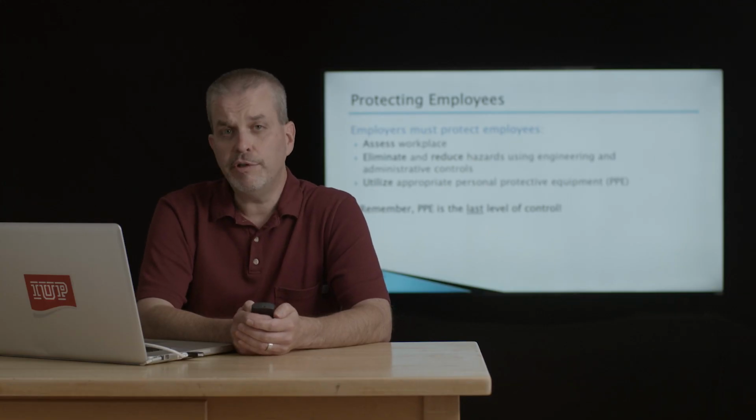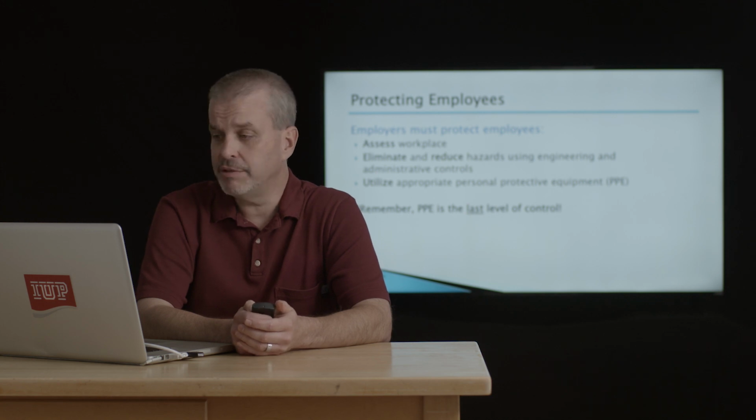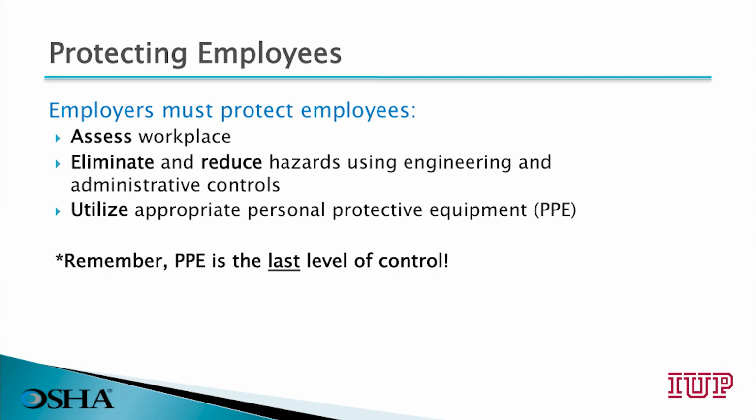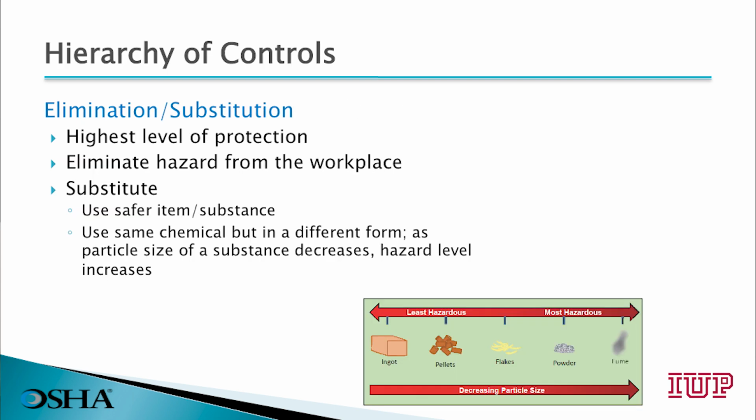Employers must protect employees by assessing the workplace to identify hazards, eliminate and reduce the hazards found using engineering and administrative controls, and utilize all appropriate personal protective equipment. Remember, PPE is the last level of control. In the hierarchy of controls, elimination and substitution is paramount. It's the highest level of protection. We eliminate the hazard from the workplace. If we substitute, we're using a safer item or a substance. We use the same chemical but in a different form.